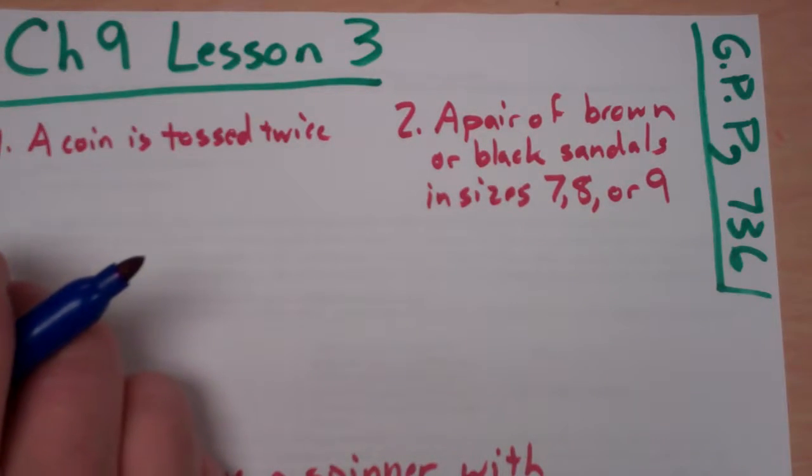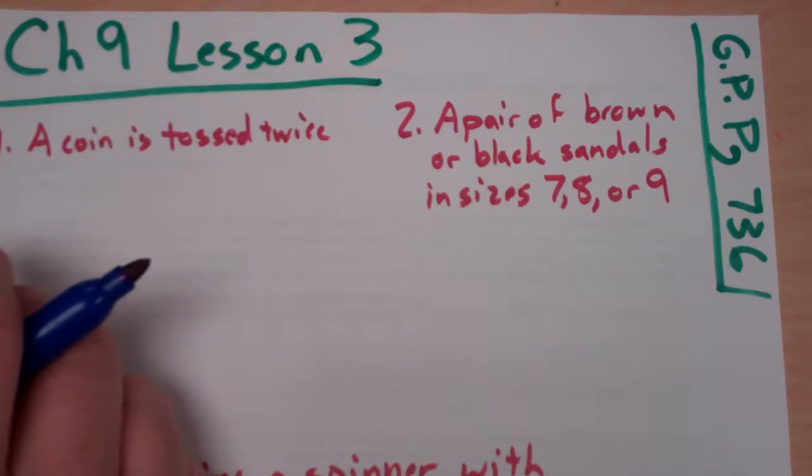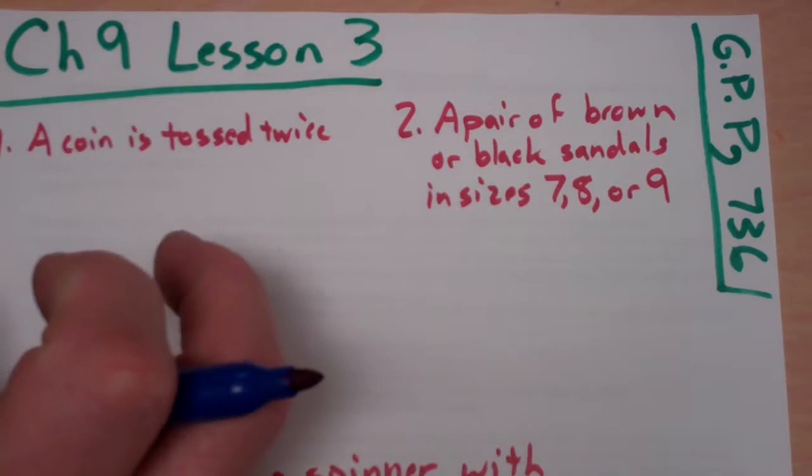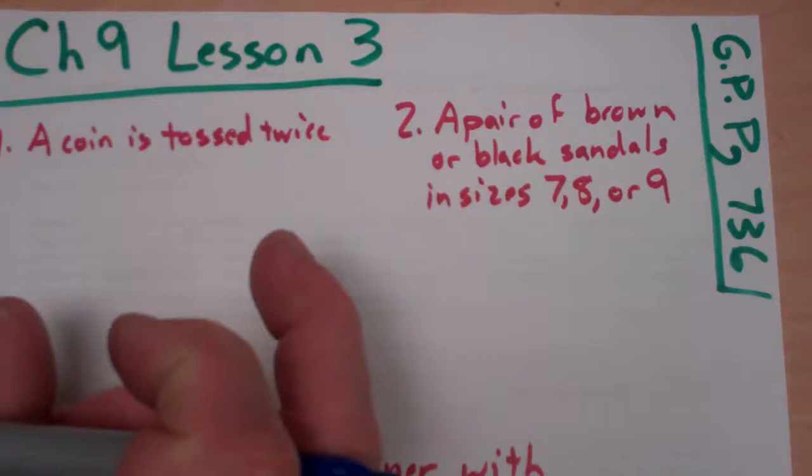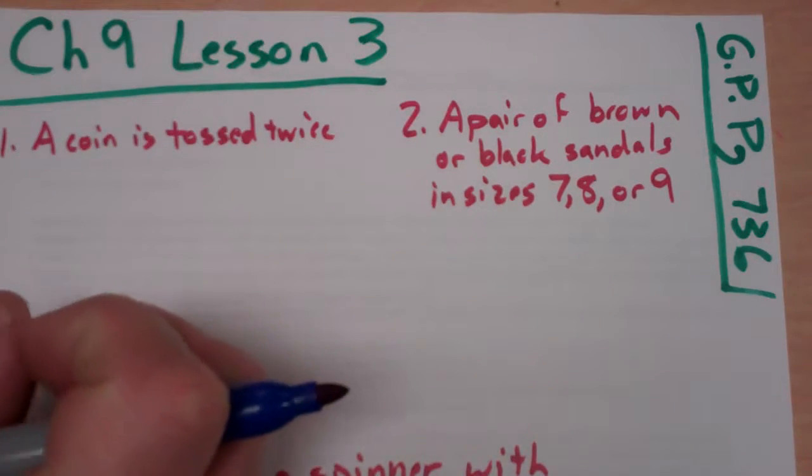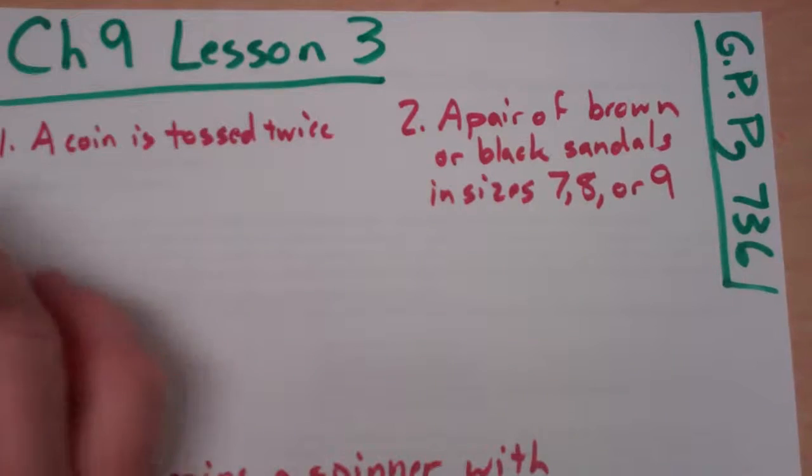Compound events means that two or more simple events have to take place in what we would call one experiment. One experiment has two or more simple events. So we'll do a couple here off the guided practice.